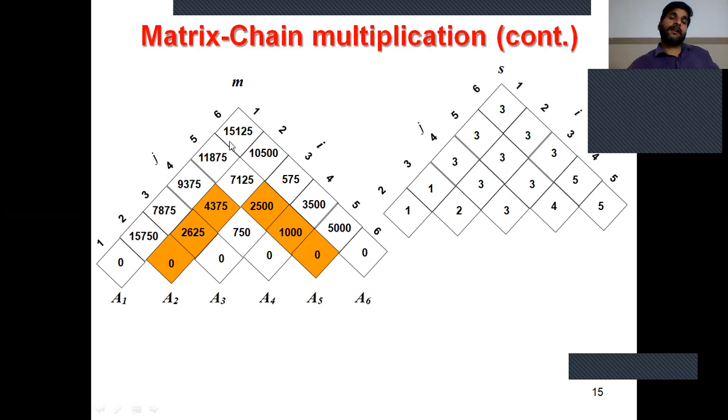Similarly, M[1,1] equal to 0, M[2,2] equal to 0, M[3,3] equal to 0, M[4,4] equal to 0, M[5,5] equal to 0, M[6,6] equal to 0. For 1,2 only one k exists, 1,3 two k exist, 1,4 three k exist, 1,5 four k exist, 1,6 five k exist. According to k, we solve the values of the M matrix and S matrix. This is the example of matrix chain order using the dynamic approach. And the total time complexity of this algorithm is order of n cubed.